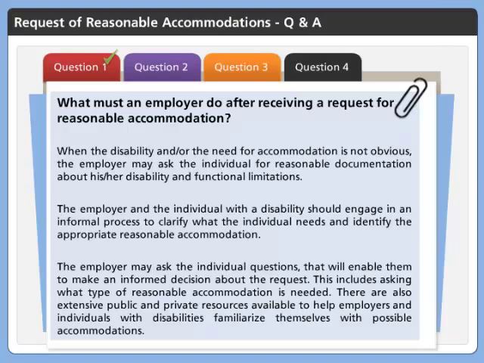The employer and the individual with the disability should engage in an informal process to clarify what the individual needs and identify the appropriate reasonable accommodation. The employer may ask the individual questions that will enable them to make an informed decision about the request. This includes asking what type of reasonable accommodation is needed. There are also extensive public and private resources available to help employers and individuals with disabilities familiarize themselves with possible accommodations.